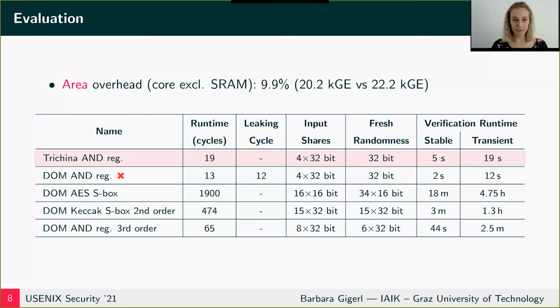So here we can see, for example, a Trichina AND gate, also a DOM AND gate. In this case, we have a broken DOM AND implementation, so we can also find errors. And it reports the leaking cycle 12. But we also have some bigger test cases like the AES S-box, where we verified 1,900 cycles in 5 hours. And we also tried it with higher-order tests, for example, the Canright S-box and a masked third-order DOM multiplier.